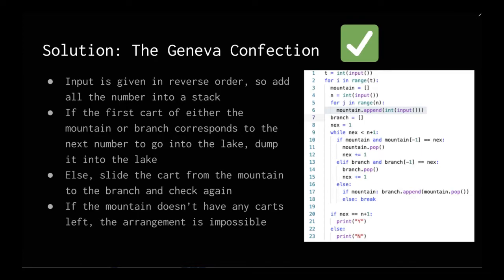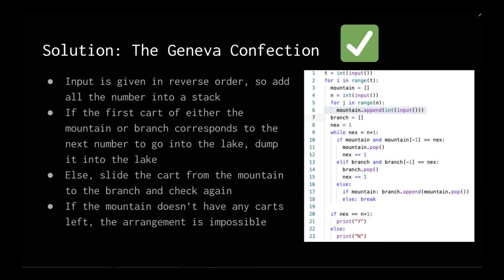So now we do a little optimization here. Instead of just inputting everything that's not the value we want into branch, we check branch first, see if the branch top value is what we want. If it is, then we increment next and then get rid of the top value of branch. Otherwise, we would just move the value from mountain to branch and then continue. And at any point where there's no value that's what we want and we can't move on, and there's nothing in mountain, we would just leave and break.